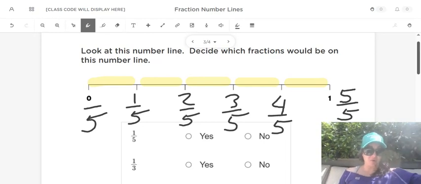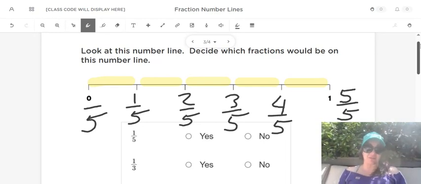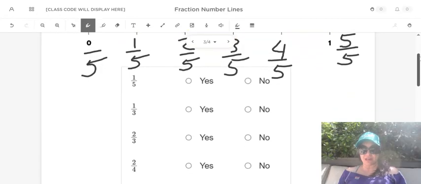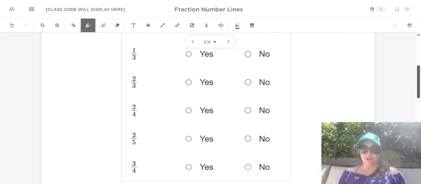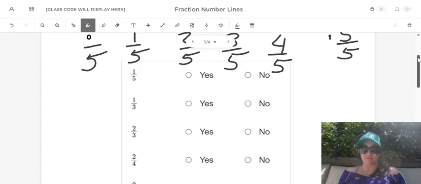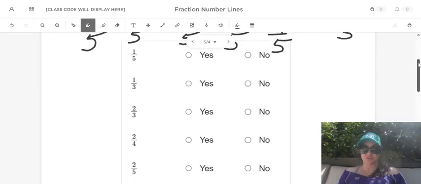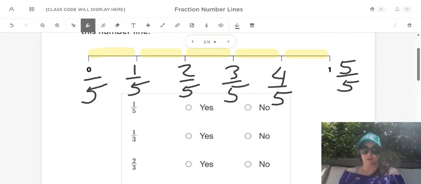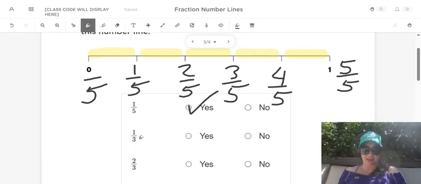Any fraction where the numerator and the denominator are the same is equivalent to 1 whole. So now I'm just going to go down here and I want you to think about which of these fractions are on the number line. We have 1/5, 1/3, 2/3, 2/4, 2/5, and 3/4. All right, let's see. 1/5, yes or no? You're right. It is yes. 1/3, yes or no? I don't see it on there. It's a no. 2/3. Well, if 1/3 isn't on there, 2/3 definitely isn't going to be on there.